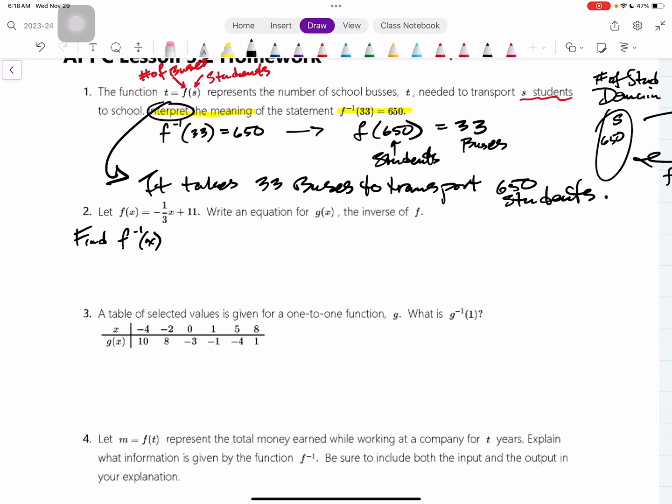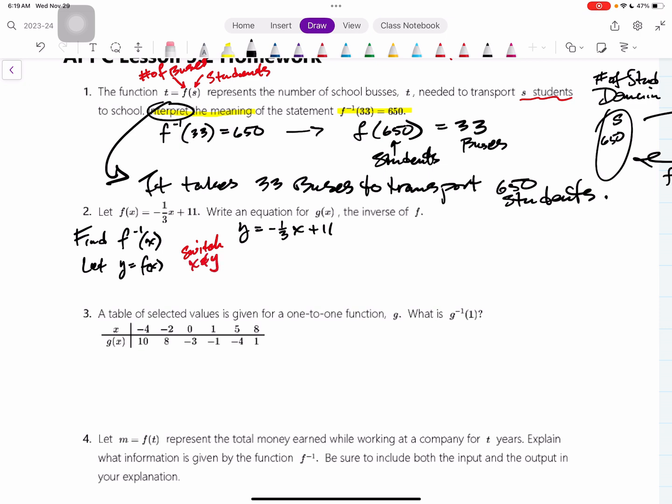What we're going to do is use the fact that y is the same thing as f of x. We know that in general. This is function notation. So I'm going to rewrite the equation in terms of y: y equals negative 1/3 x plus 11. We're going to switch variables, because when you deal with the inverse, the domain and the range switch. So step 2, switch domain and range. Switch x and y.